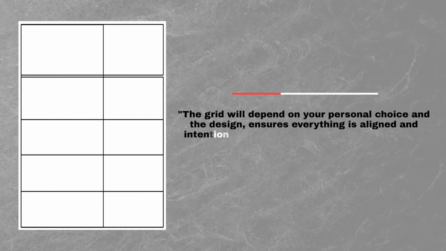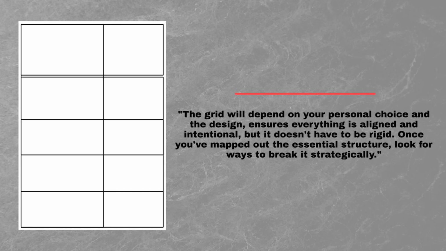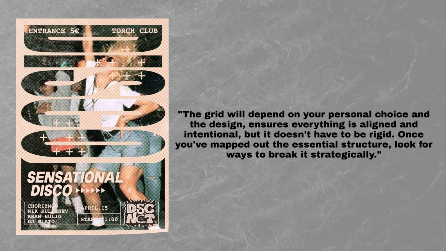Now using a grid, and the grid will depend on your personal choice and the design, ensures everything is aligned and intentional, but it doesn't have to be rigid. Once you've mapped out the essential structure, look for ways to break it strategically. For example, let the festival name span across multiple columns to create impact. Overlay design elements like abstract patterns or glowing effects to add a sense of motion and energy. Tilt or angle certain elements slightly to convey vibrancy of the event.